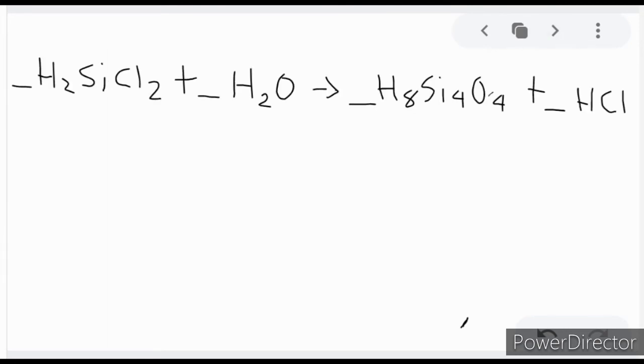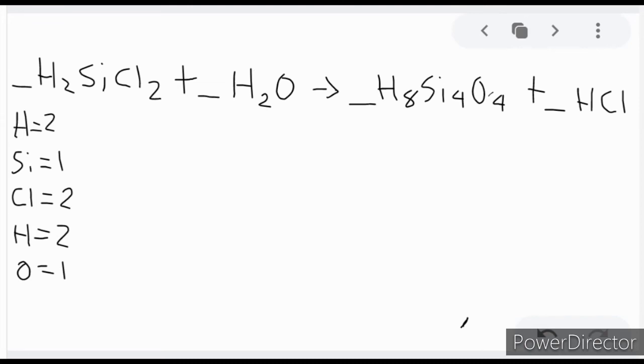Let's try another example. So we have blank H2SiCl2 plus blank H2O yields blank H8Si4O4 plus blank HCl. So we have H, which is equal to 2, then Si, which is equal to only 1, because there is no subscript, so it is 1. Then we have Cl, which is equal to 2. Then we also have H again from H2O, which is equal to 2, and O, which is equal to 1.